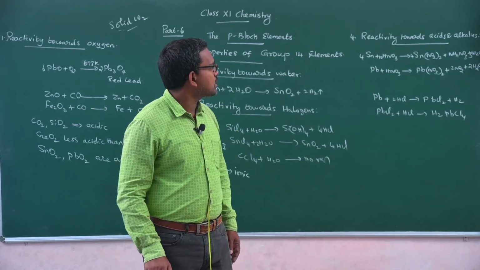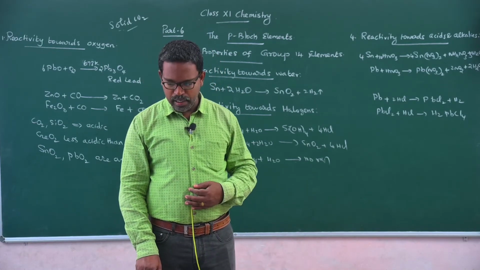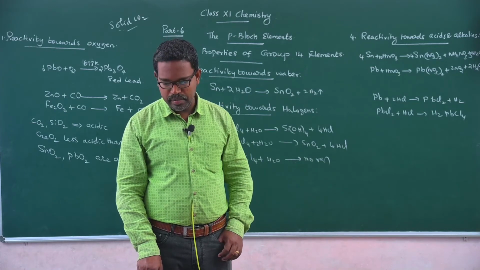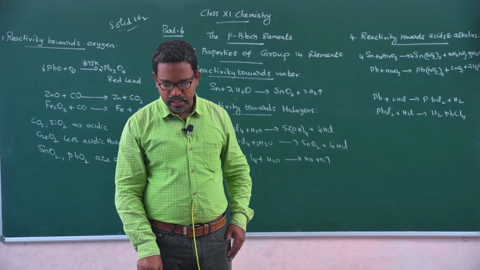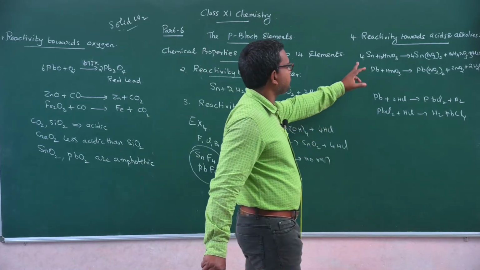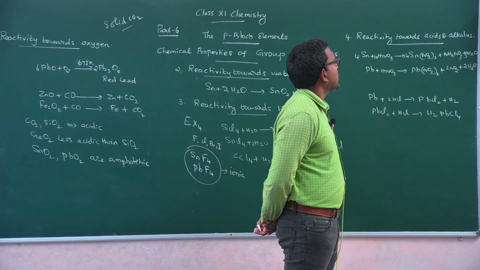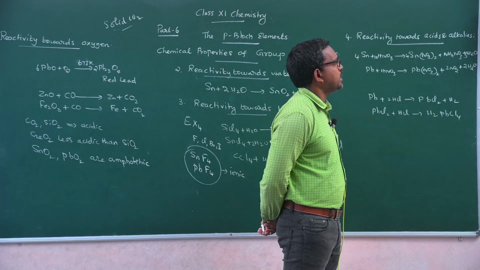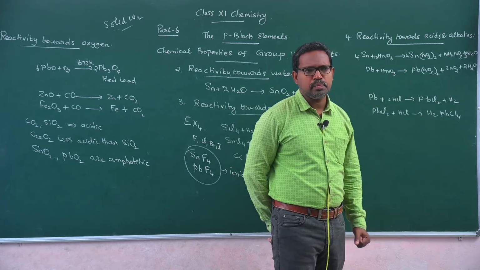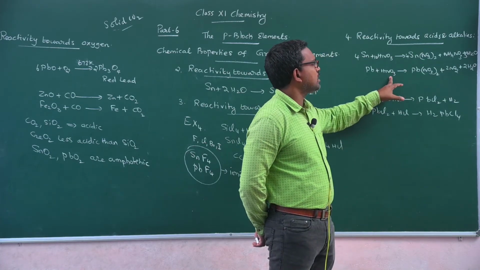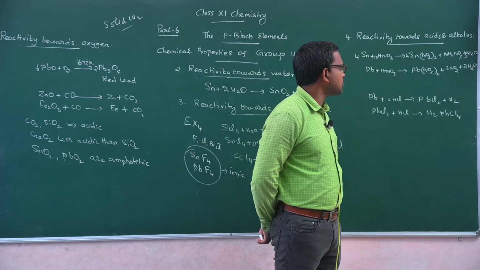The fourth point is reactivity towards acids and alkalis. Most of the compounds are not affected by acids; especially carbon, silicon and germanium are unaffected by acids. Tin dissolves in dilute nitric acid, providing stannic nitrate, ammonium nitrate and water. Lead does not react with dilute acids, but it reacts with dilute nitric acid. It gives lead nitrate, nitrogen dioxide and water.